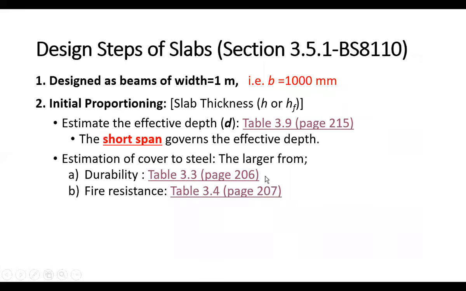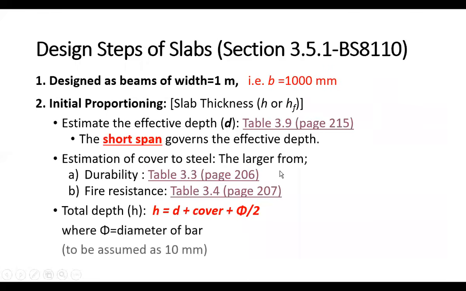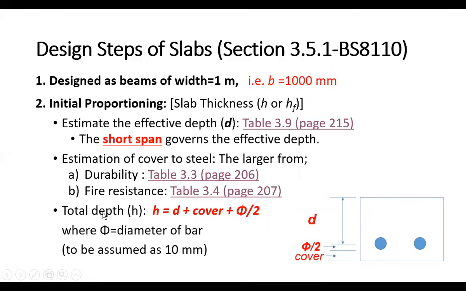So for the cover, we get the largest from the two values. Table 3.3 will give you a value. Table 3.4 gives you another value. And then you get the maximum, the larger of the two values. Then in this case, you can get the total depth or total height of the slab equals what?